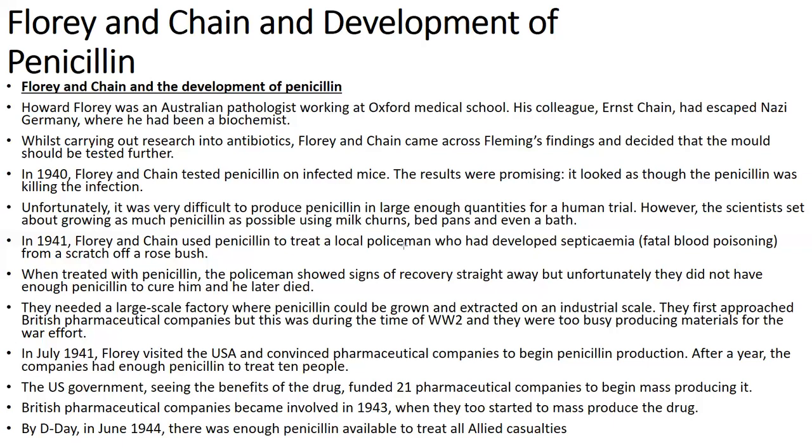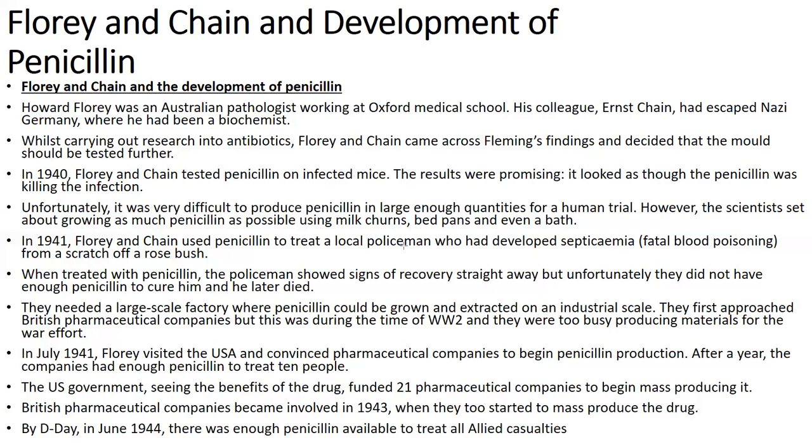So Florey and Chain needed to take it to the next stage. They needed a large-scale factory where penicillin could be grown and extracted on an industrial scale. Unfortunately, World War II was happening, and they approached British pharmaceutical companies, but they were too busy producing materials for the war effort. This is where Florey and Chain got involved with the United States, and they convinced pharmaceutical companies to begin penicillin production. After a year, the companies had enough penicillin to treat 10 people.